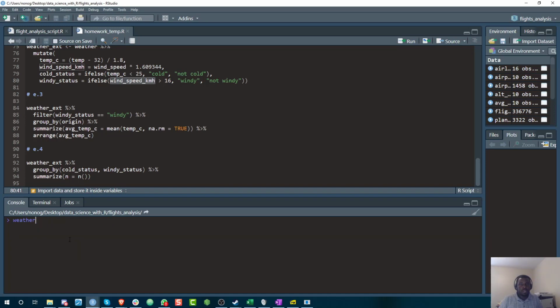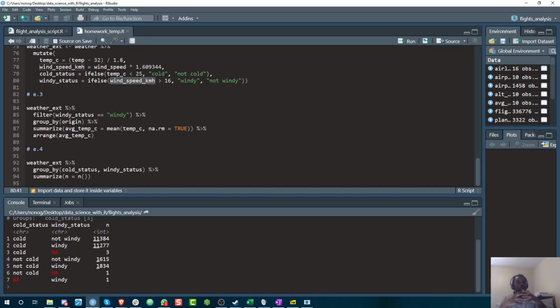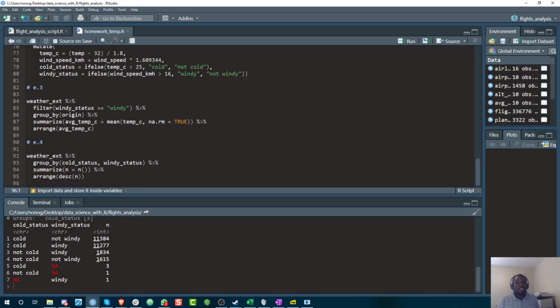Over here, that's what I just did. It shows you all the different combinations of cold status and windy status together. As you can see, it was cold and not windy, according to my thresholds, 11,384 times. Let me go ahead and arrange descending by n. So that's cold and not windy, which happened 11,384 times, and cold and windy 11,277 times, and so on and so forth: not cold and windy, not cold and not windy, and all that.